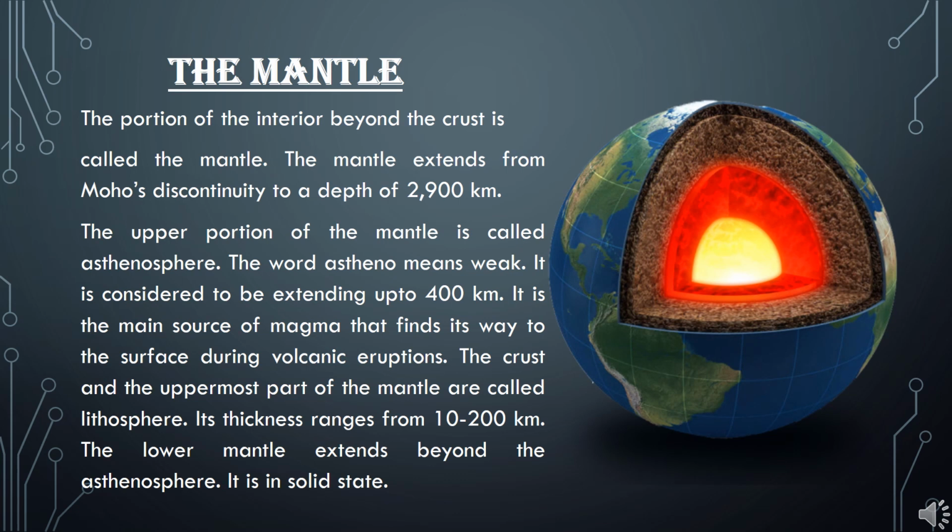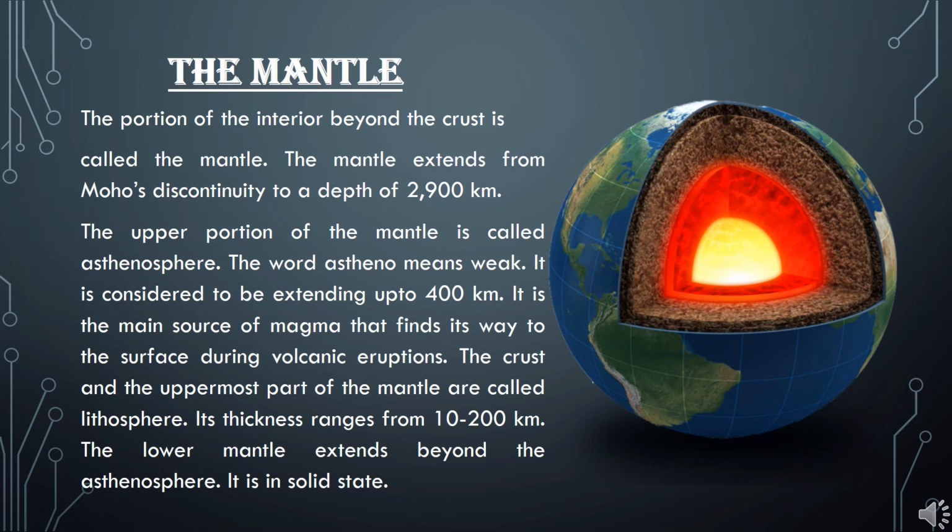Let's see what the mantle is made up of. The portion of the interior beyond the crust is called the mantle. The mantle extends from Moho's discontinuity to a depth of 2,900 km. The upper portion of the mantle is called asthenosphere. The word astheno means weak. It is considered to be extending up to 400 km. It is the main source of magma that finds its way to the surface during volcanic eruptions.